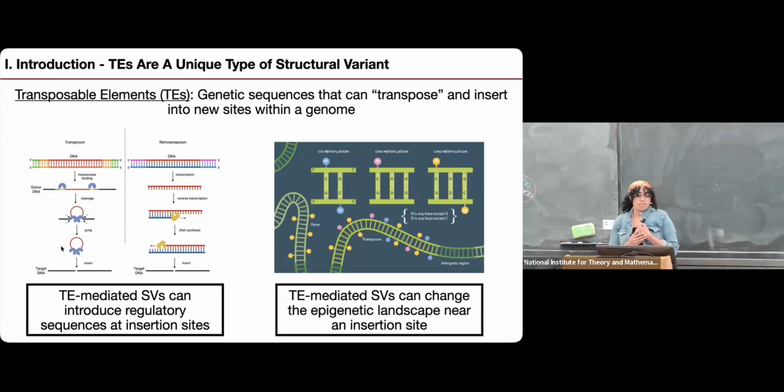Additionally, TEs are often silenced via epigenetic modifications, such as DNA methylation, histone modifications, or small non-coding RNAs. And these epigenetic modifications are often imprecise in that they can spread from their initial deposition site, and dynamic in that they shift in cross-cellular contexts or in response to environmental stimuli. So in addition to introducing regulatory sequences, TE-mediated SVs can also change the epigenetic landscape near an insertion site. And these two features of TE-mediated SVs present an interesting opportunity for shaping gene expression patterns.